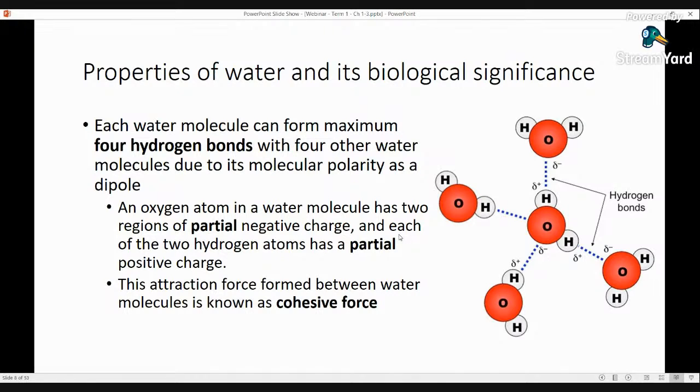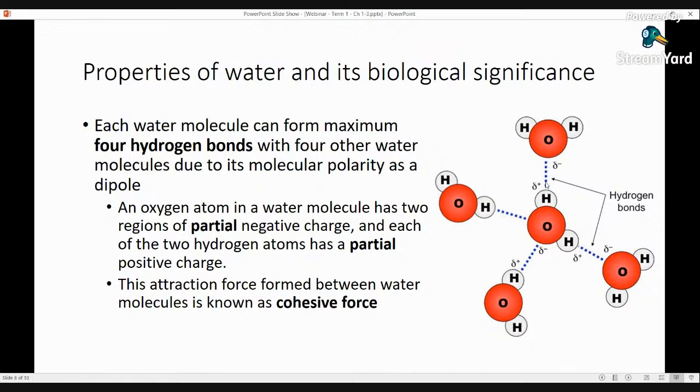Then the next property of water is that each water molecule can form a maximum of 4 hydrogen bonds, as shown in this diagram. An oxygen atom in a water molecule has 2 regions of partial negative charge. As you can see, here there are 2. This is the lone pair of electrons. And each of the 2 hydrogen atoms has a partial positive charge.